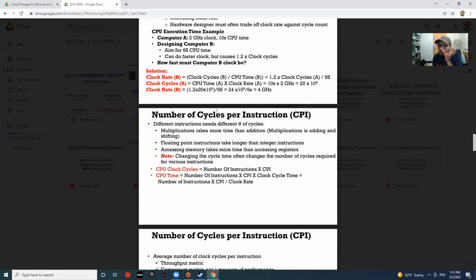But at least we understand that CPU time is the number of total cycles times the duration of a cycle, or the number of total cycles divided by the clock rate, or you break it into the number of instructions times the cycles per instruction, CPI, times the clock time, or the number of instructions times the cycles per instruction divided by the clock rate.